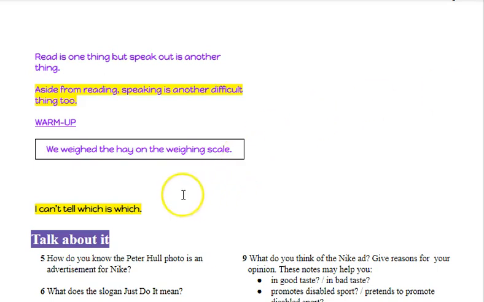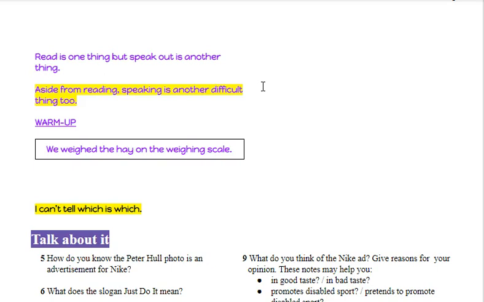So, we weighed the hay on the weighing scale. Can you try to say that? We weighed the hay on the weighing scale. Okay, and try it again. We weighed the hay on the weighing scale. You know what, Sandy? What I really like about you is that you can easily speak or pronounce that one.